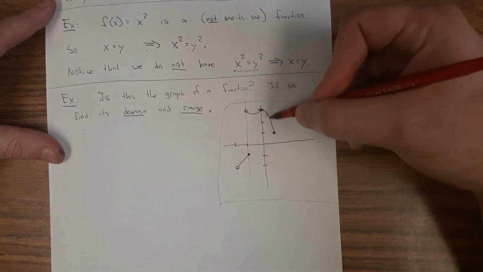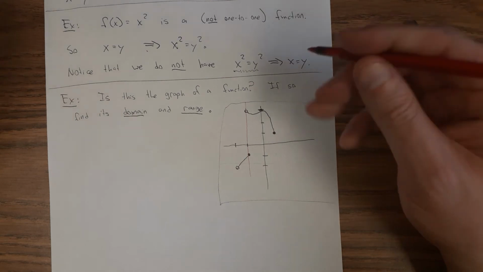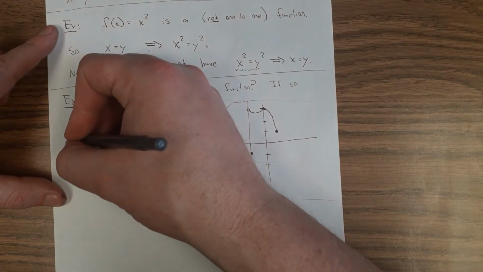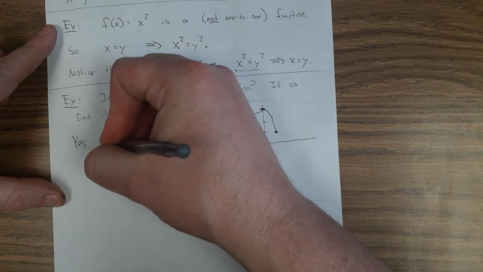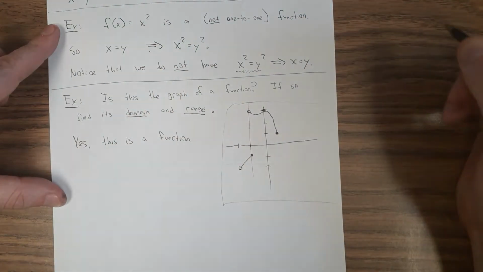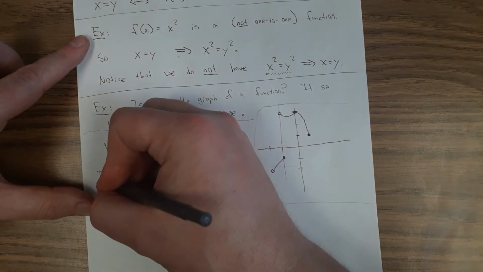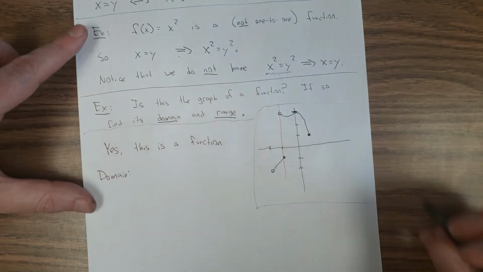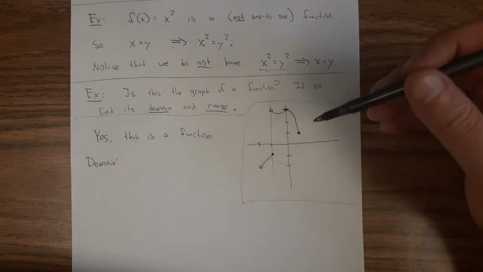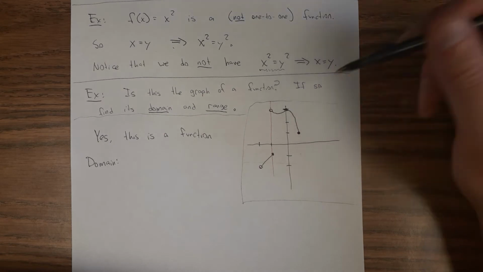If I imagine another vertical line, it's kind of easy to see that it doesn't cross twice. So even though it seems like we had a close call, this passes the vertical line test. So yes, this is a function. So let's talk about the domain and the range. Basically, the domain is just the set of x coordinates that you see of points that are on the graph.